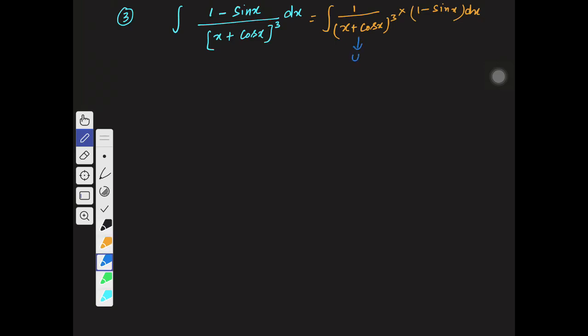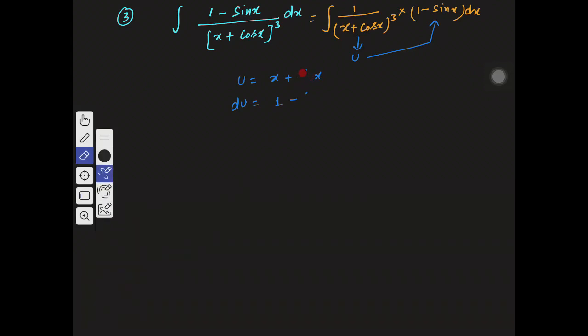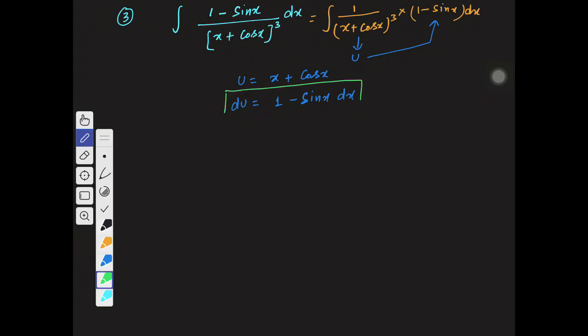Now this will help you to identify which one is the function and which one is the derivative. You can see x plus cos x can be u because it has a power. So u is x plus cos x, and the derivative is 1 minus sin x. Oh, I'm writing it wrong, need to change it. It's x plus cos x, so the derivative is 1 minus sin x. The derivative of cos is negative sin x. So now you substitute these values: (1 minus sin x) dx as du, and x plus cos x is u.